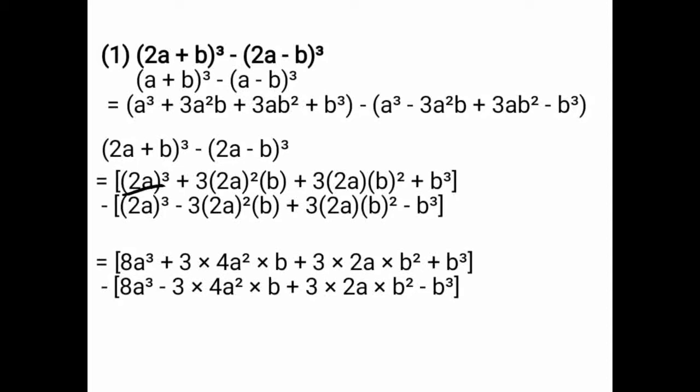(2a)^3 means the answer is coming 8a^3. The cube of the variable remains the same. The cube of 2 is 8. Okay, 3a^2b + 3ab^2, I wrote in multiplication form.